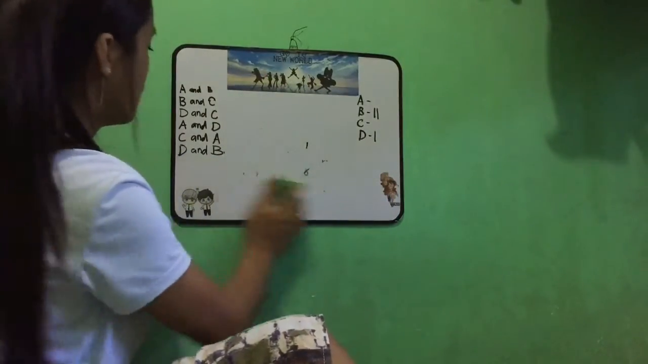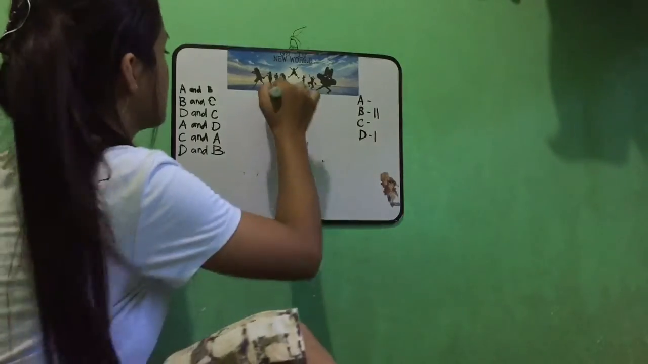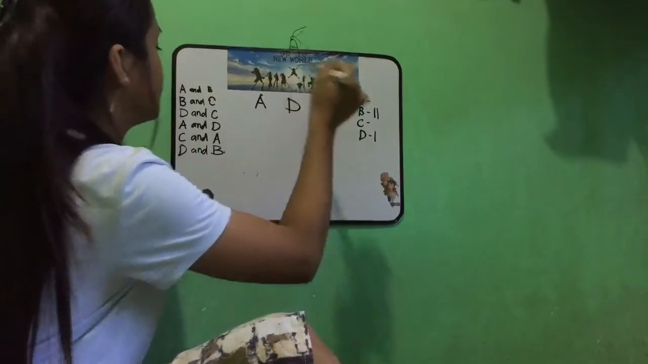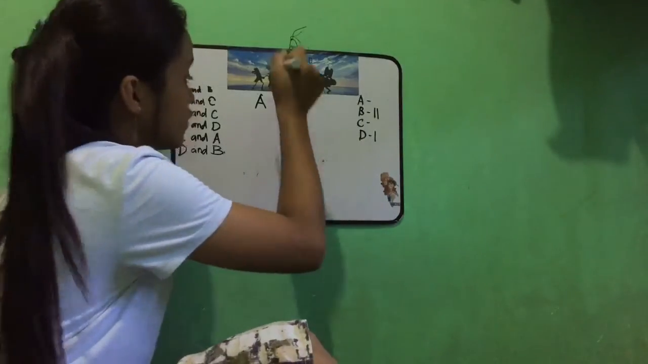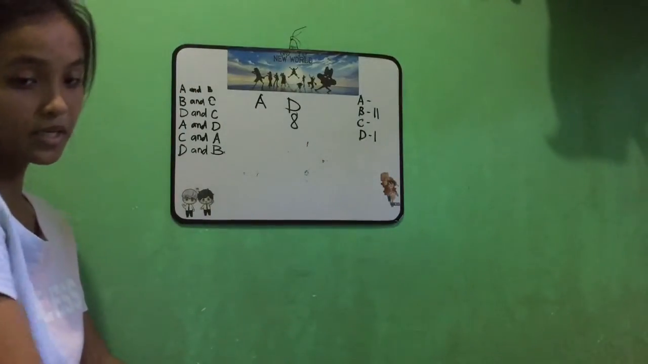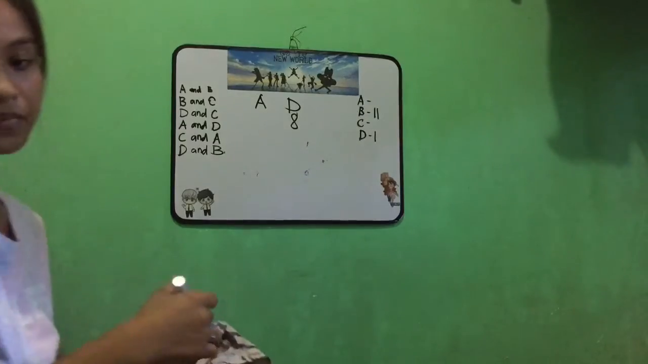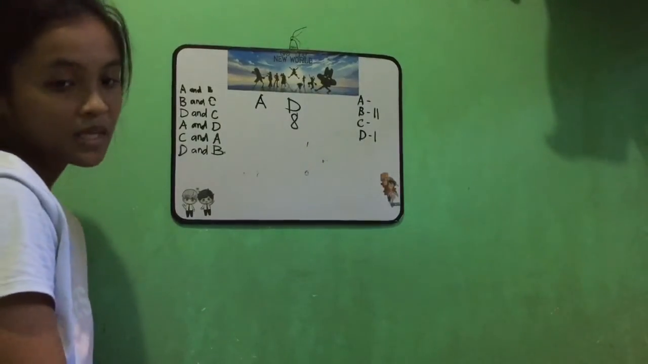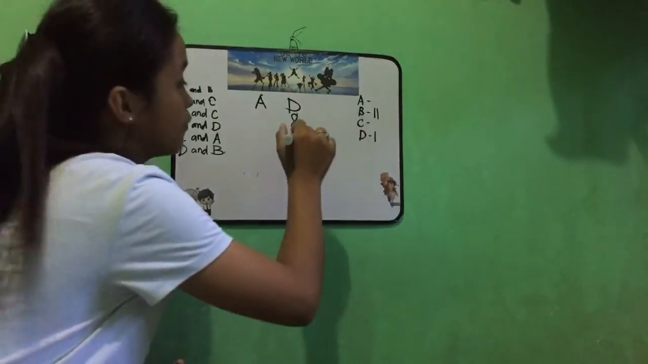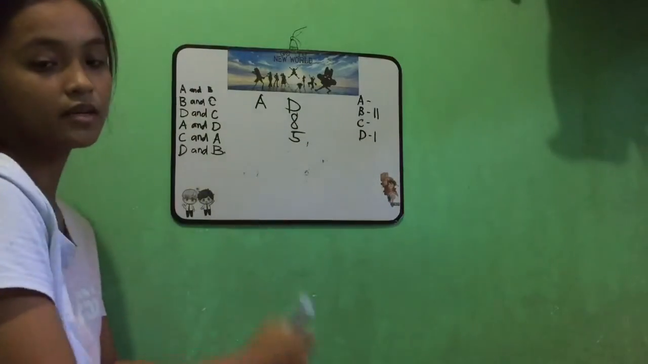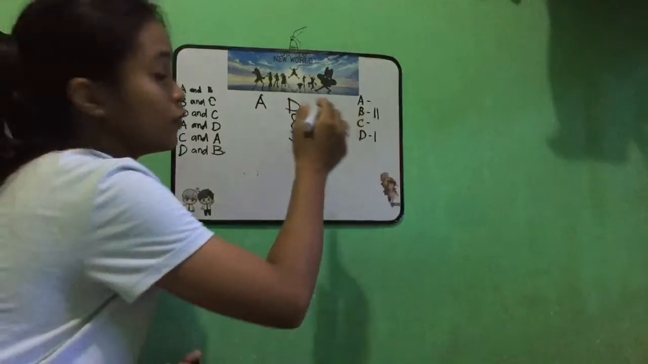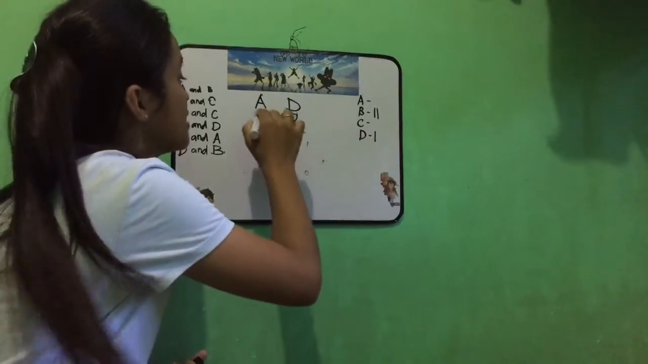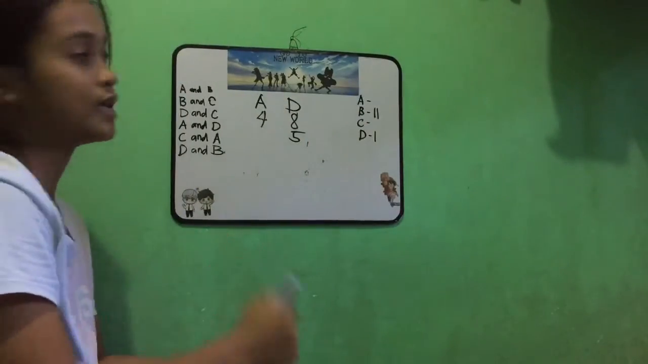Now let's move on to the next pair, which is A and D. In the first column, D will have 8 votes since it appeared earlier than A. In the next column, D will have 5 votes since it appeared earlier than A. In the next column, A will have 4 votes since it appeared earlier than D.